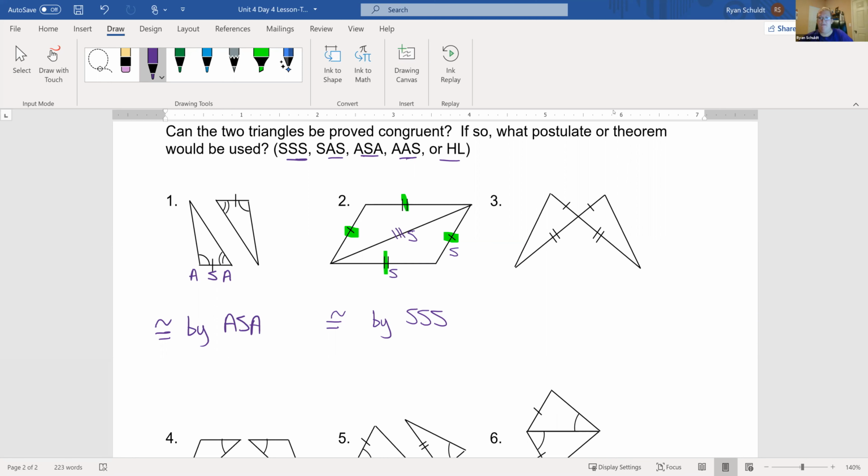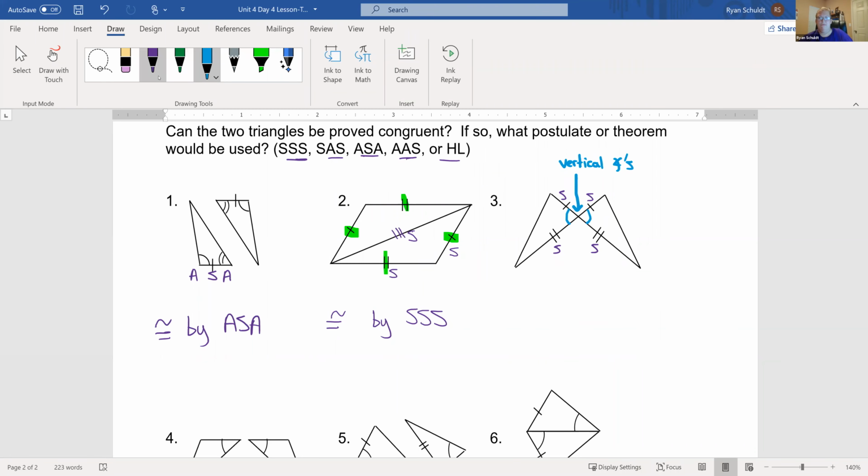Okay, on to number 3. If we look at 3, I see a side, okay. I see another side, okay. What is going on right there? These are vertical angles. So they have to be congruent.